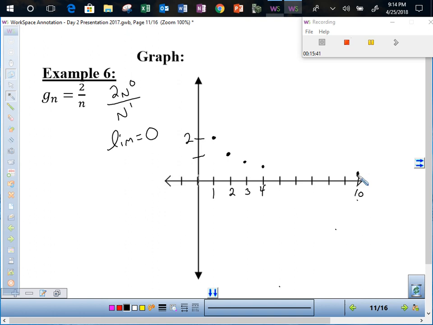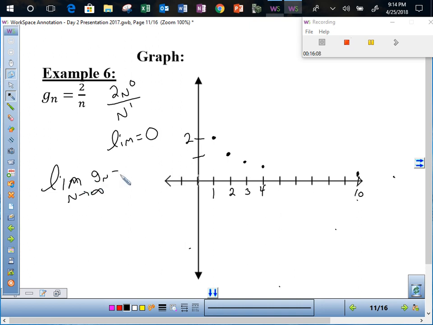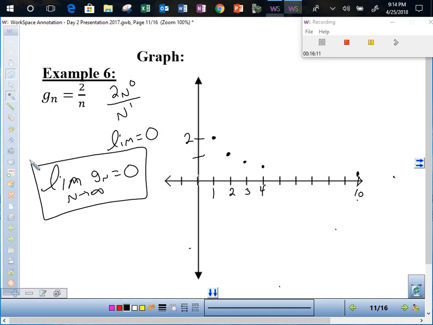Now think ahead a little bit. What if you did 100, 1,000, 1,000,000? You're still going to be a little bit above that. So I'm going to say that the limit of g sub n, let's say that again, the limit as n approaches infinity of g sub n, in this case, is 0. 0 because my highest power was in the denominator.